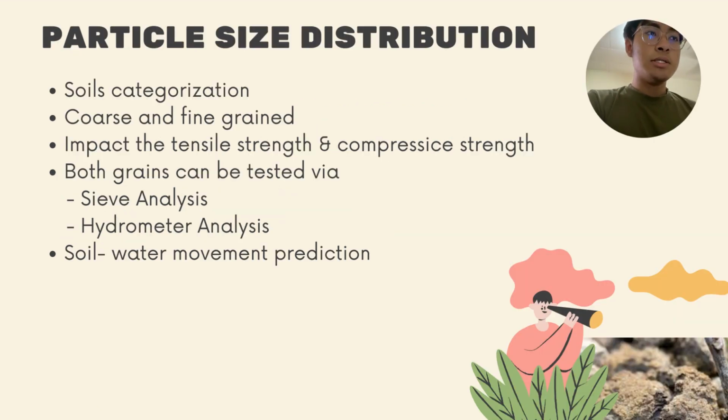For the particle size distribution, the first point is soil categorization. Next, coarse and fine grain, which impact the tensile strength and compressive strength. Both grain types can be tested via sieve analysis and hydrometer analysis. It is used for soil water movement prediction.